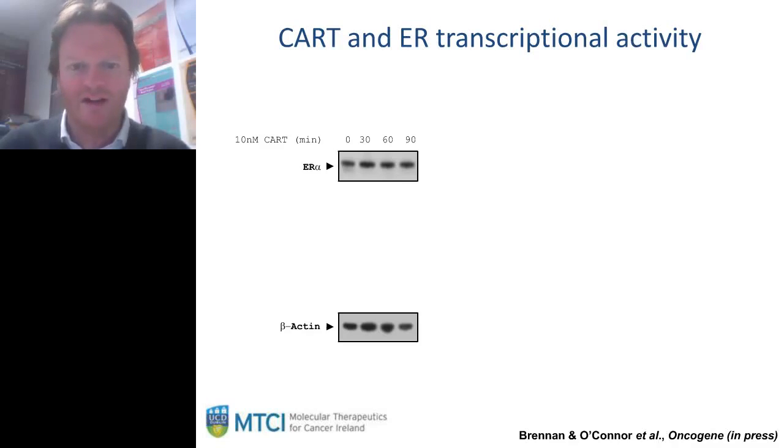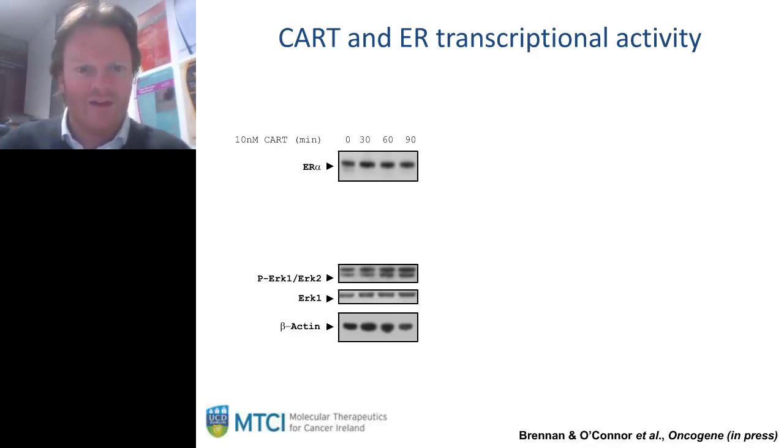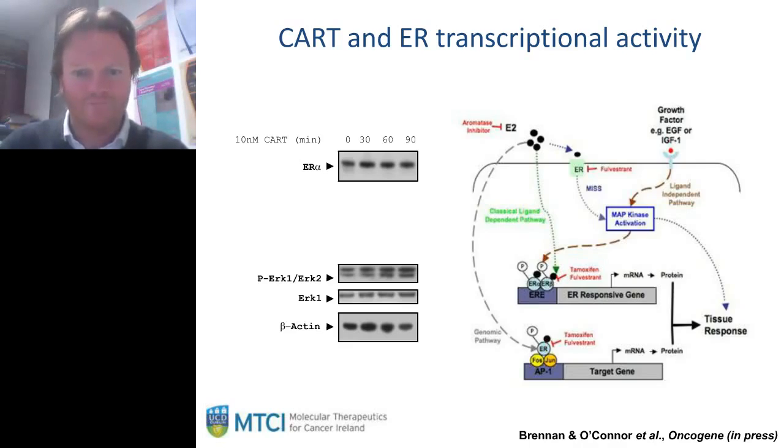So we treated MCF7 breast cancer cells with recombinant CART peptide, and saw at least some stabilization of the estrogen receptor. We saw, as we expected, an increase in the levels of phospho-ERK after we treated with recombinant CART.